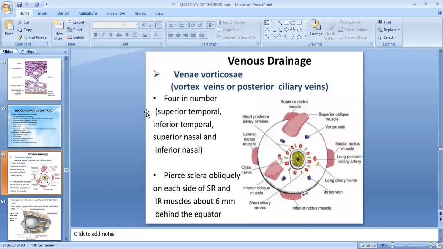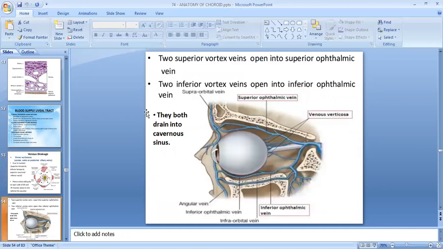Then the venous drainage of the uveal tissue is by the vena vorticosa, the vortex veins or the posterior ciliary veins. They are 4 in number: superior temporal, inferior temporal, superior nasal and inferior nasal. They pierce sclera obliquely on each side of the superior rectus and inferior rectus muscles about 6 mm behind the equator. As you can see in the image, the blue color veins are the vortex veins. These are the venous drainage of the uvea. The two superior vortex veins open into the superior ophthalmic vein and the two inferior vortex veins open into the inferior ophthalmic vein. They both drain into cavernous sinus.